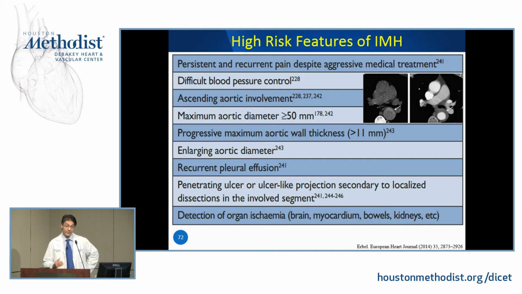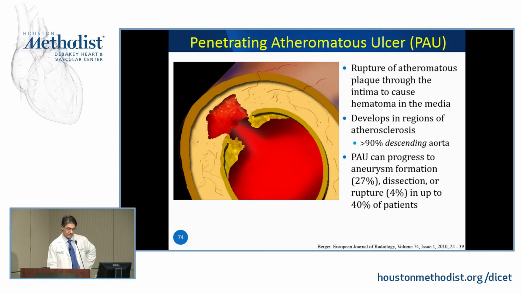There are high-risk features, which I learned about, which you have to be aware of and should report in your reporting, because this tells the vascular surgeon that, hey, this may not be the third that go ahead to resolve. Those are if the aorta is very large or the thickness of that IMH is more than 11 millimeters.